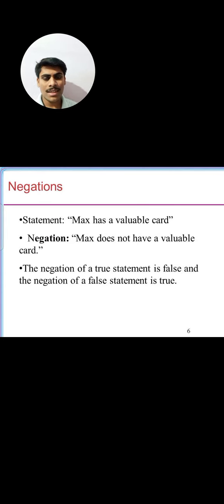Next, what is negation? Consider the statement: Max has a valuable card. Its negation is: Max does not have a valuable card. The negation of a true statement is false, and the negation of a false statement is true. This is called negation.